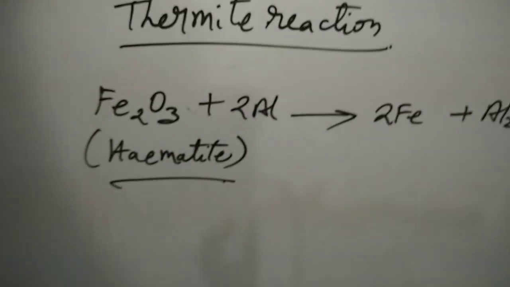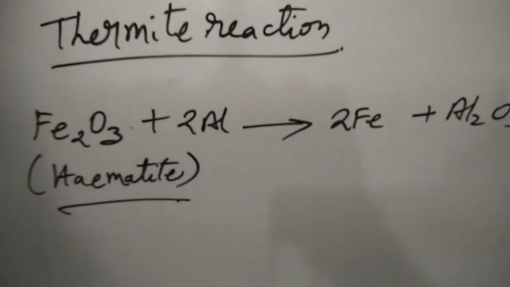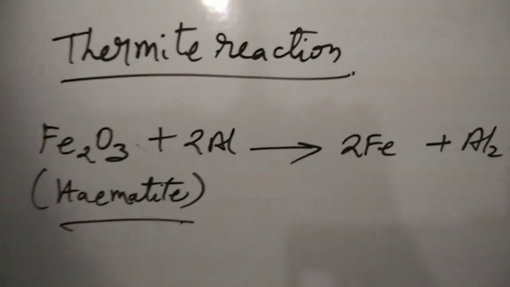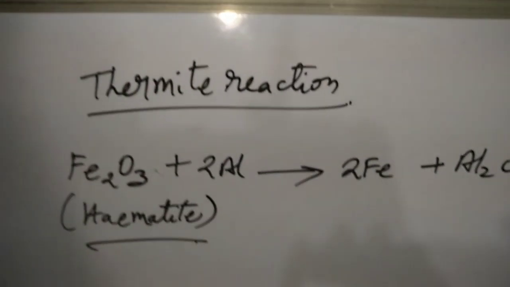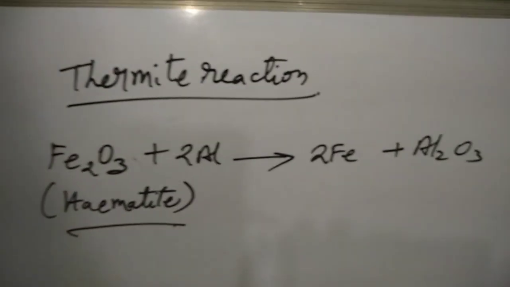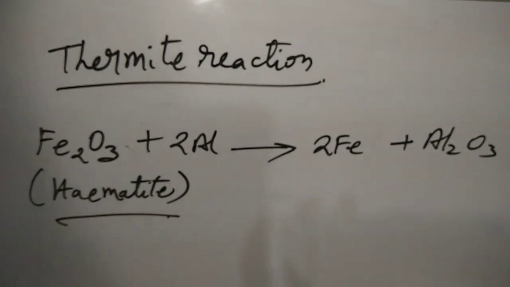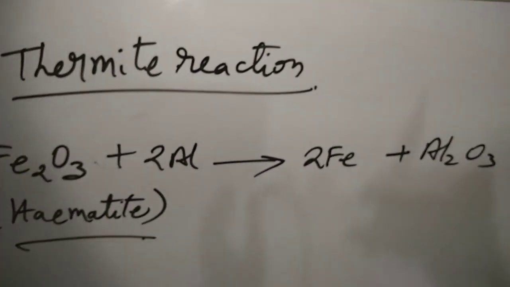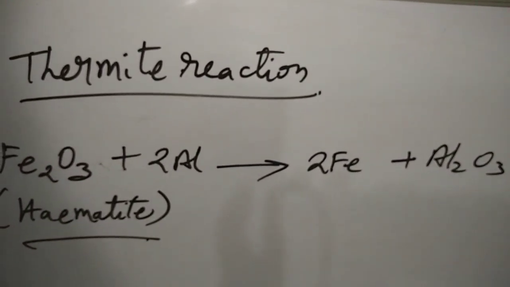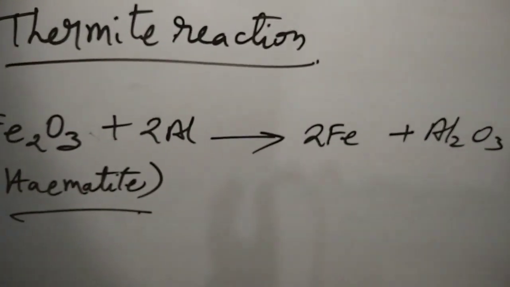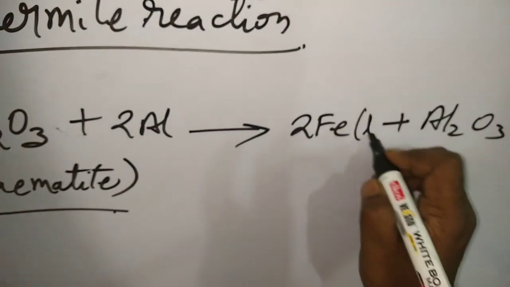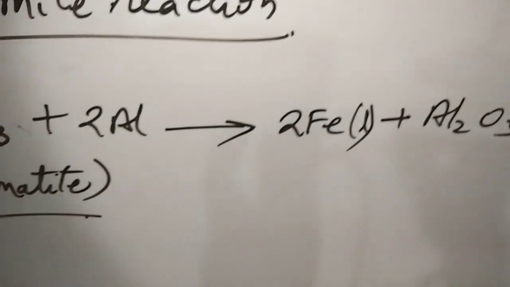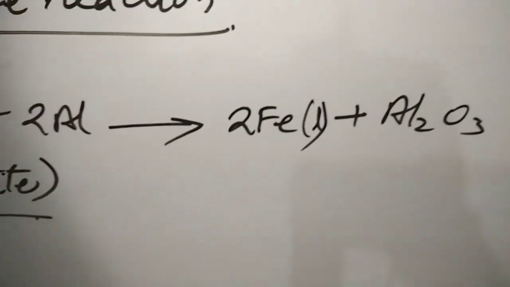So what happens when Fe2O3 reacts with aluminium? A vigorous exothermic reaction takes place, and since in exothermic reaction heat is produced, a huge amount of heat is released in this reaction, and since a huge amount of heat is released, the Fe iron gets melted down. Okay students, forming liquid molten form of iron.